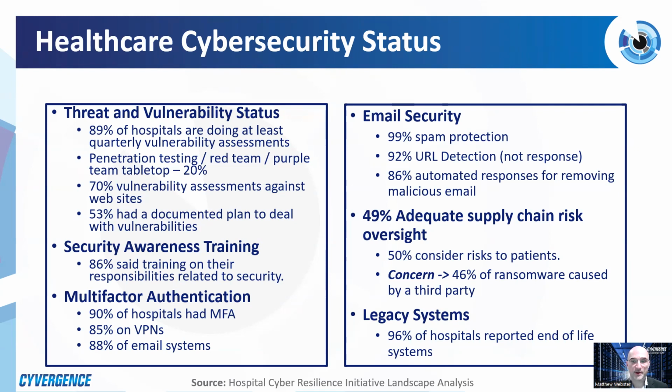What's a little bit more concerning, though, is that 49% of organizations had adequate supply chain risk oversight. Only 50% of the organizations actually considered the risk to the patient when taking a look at the supply chain risk. So supply chain is something that's, for those who are not familiar with it, very broad. It covers a lot of different things.